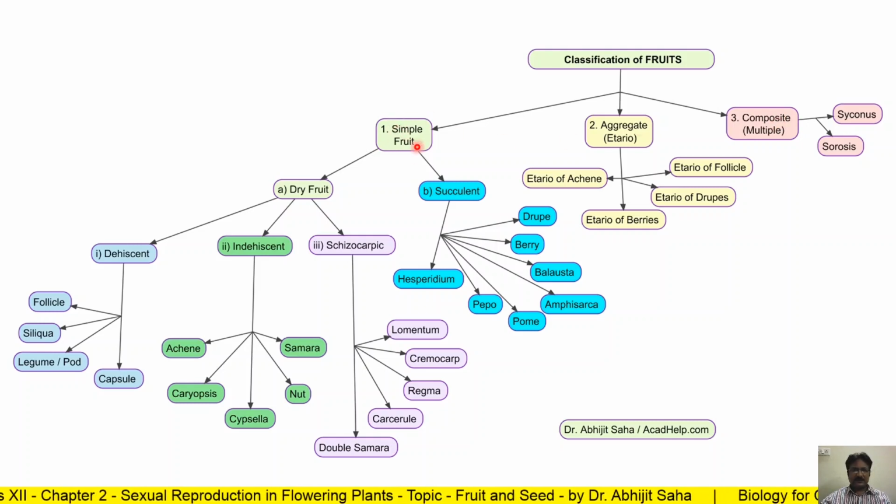Simple fruits can be dry fruit and succulent fruit. Now here, don't confuse with the social term of dry fruits. Very commonly in our daily life we use the term dry fruit, but the dry fruit which we use in our daily time is actually dried fruits. It is not dry fruit, it is dried fruits.